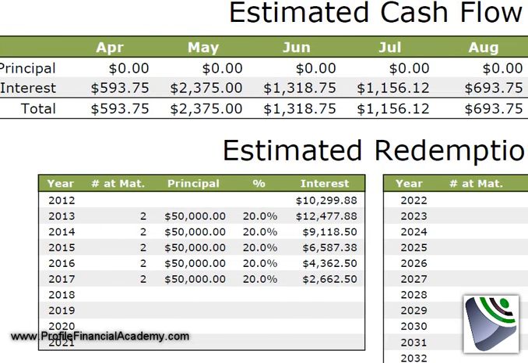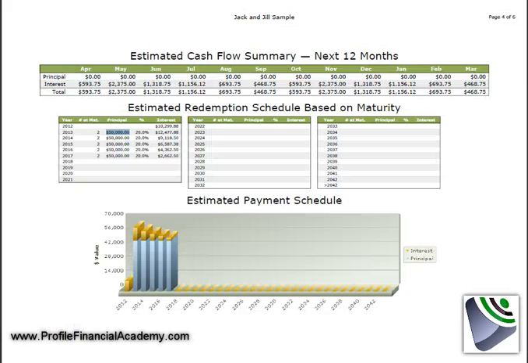We have, or the redemptions. In 2013, you'll have 2 bonds maturing for a total of $50,000. In 2014, in 2015, 2016, 2017. This is what we mean when we talk about a bond ladder. It tells you also how your interest will be going down each of those years because you will no longer have the bonds invested in something that's producing interest. Finally, that same information is shown graphically at the estimated payment schedule at the bottom.